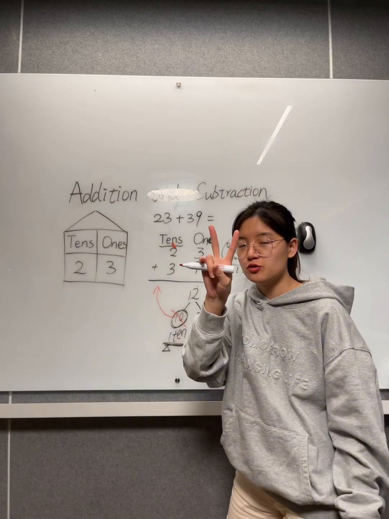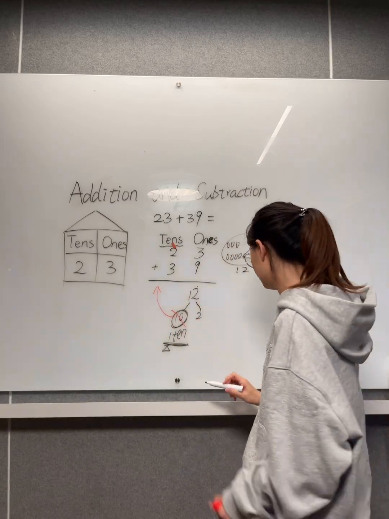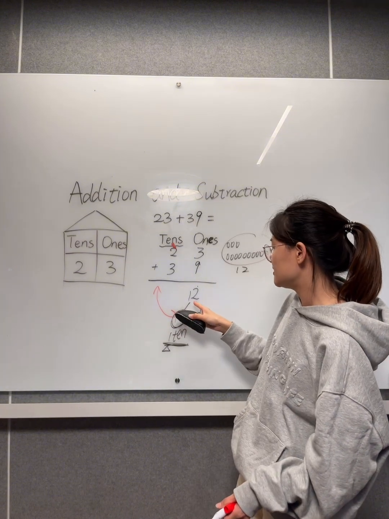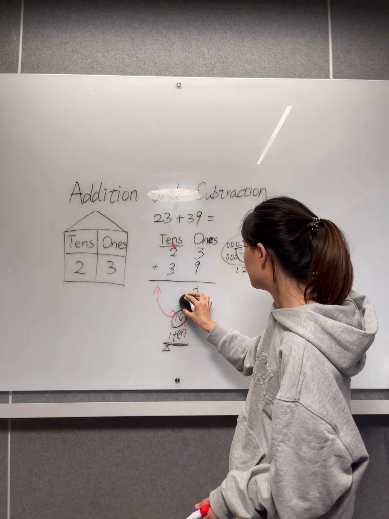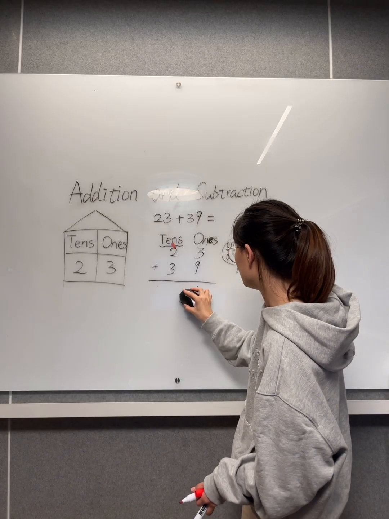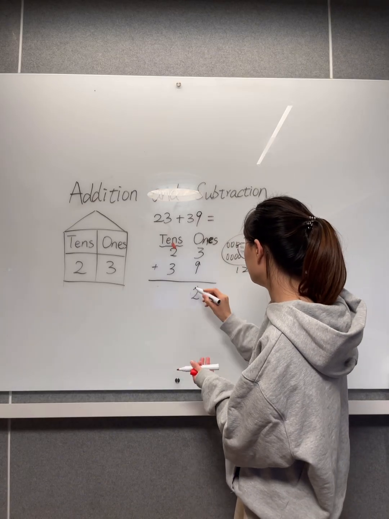It means only 2 ones will be left. So we can just take a look. 2 ones will be left. We can just leave the 2 here in the ones column because the 10 has been carried to the tens column. So only 2 will be labeled here.